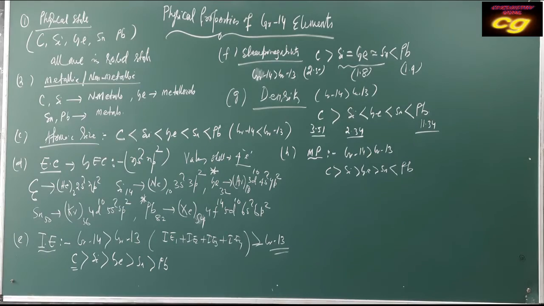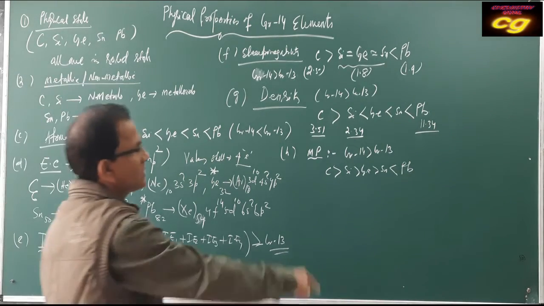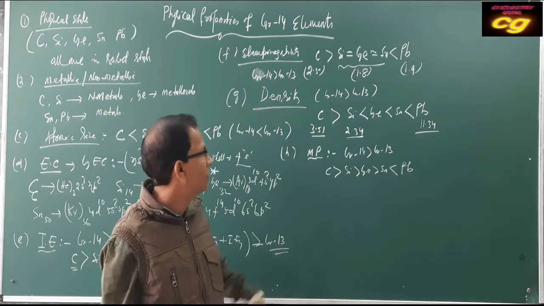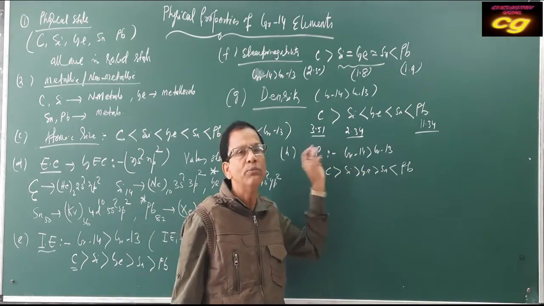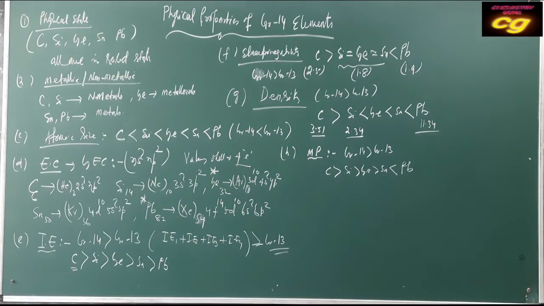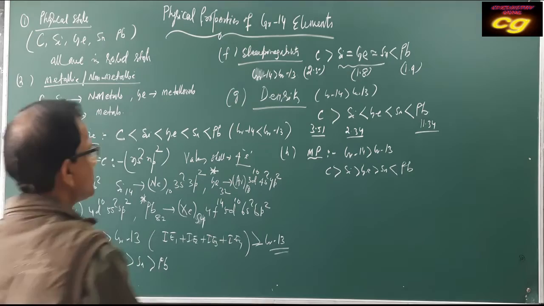Okay. But why is the melting point of group 14 greater than group 13? Because the covalence of group 14 is more. The number of covalent bonds is more. That's why the melting point is more. This is the difference.